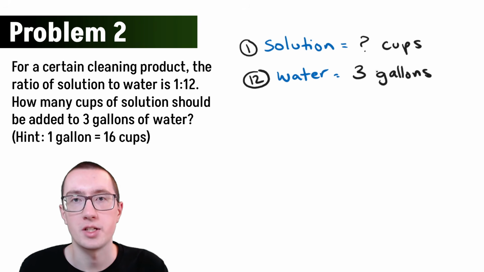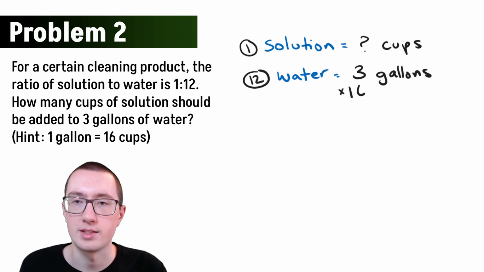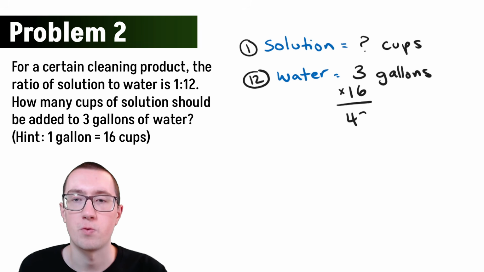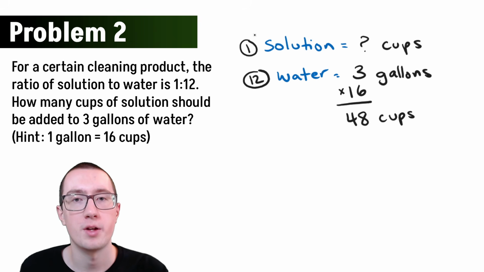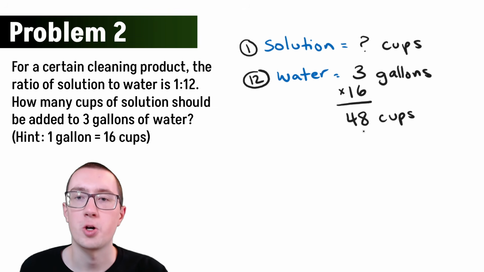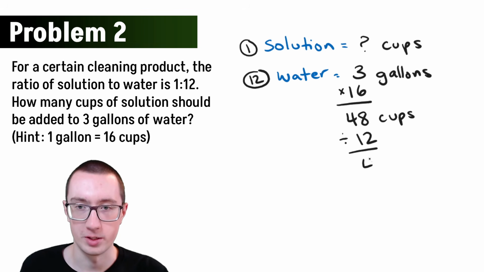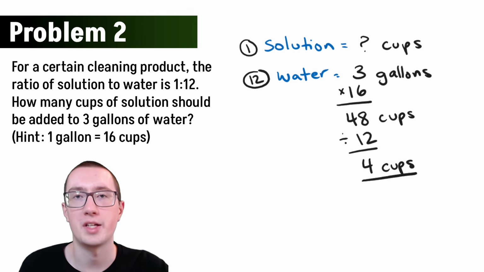So how do we find out how many cups are in 3 gallons? Well, we can just multiply it by 16. So if you put this in your calculator, 3 times 16 is 48. So 3 gallons is equal to 48 cups. So now we can use our ratio, which is 1 to 12. 1 cup of solution, 12 cups of water. So we'll just do what we were talking about before. We'll take our 48 cups and we'll divide it by 12. So 48 divided by 12 is 4. So our final answer is that there are 4 cups of solution for 3 gallons of water.